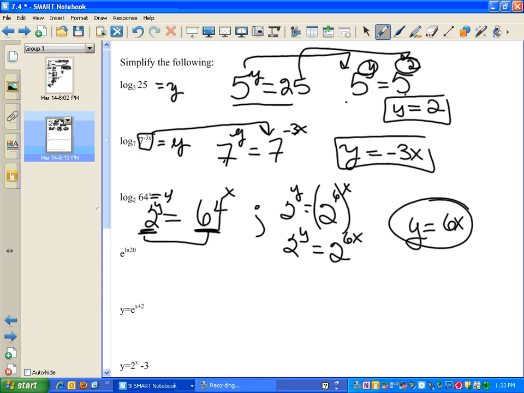To make the bases the same, you got to think in your head. I have to have a base of 2. 2, 4, 8, 16, 32, 64. Okay? So then if you manipulate it, it's 2 to the power of 6x.